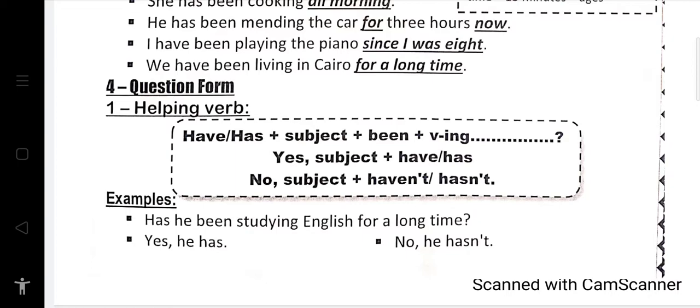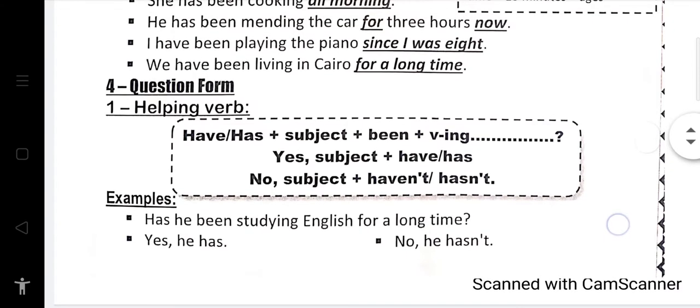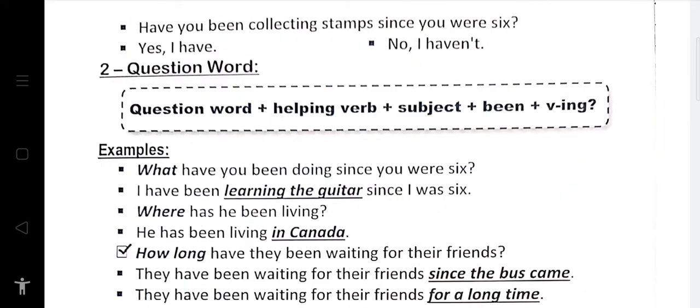Has he been studying English for a long time? Yes, he has, or no, he hasn't. Have you been collecting stamps since you were 6? Yes, I have, or no, I haven't. The other kind of question is the question word. In this question, we have to begin with the question word, then we put the helping verb have or has. After that, we put the subject, then been plus verb plus ing.